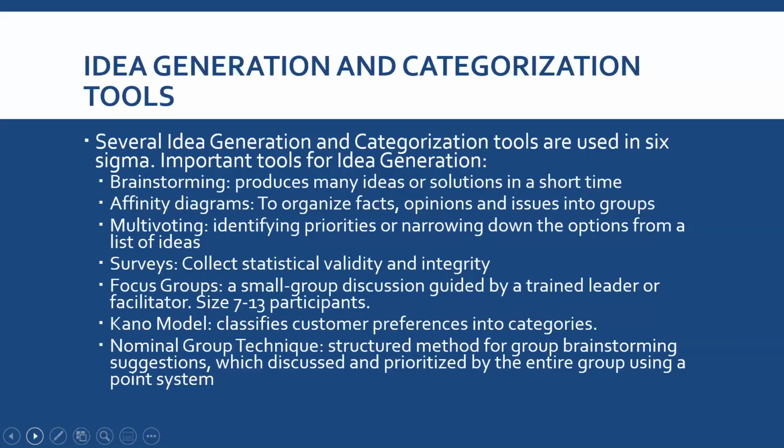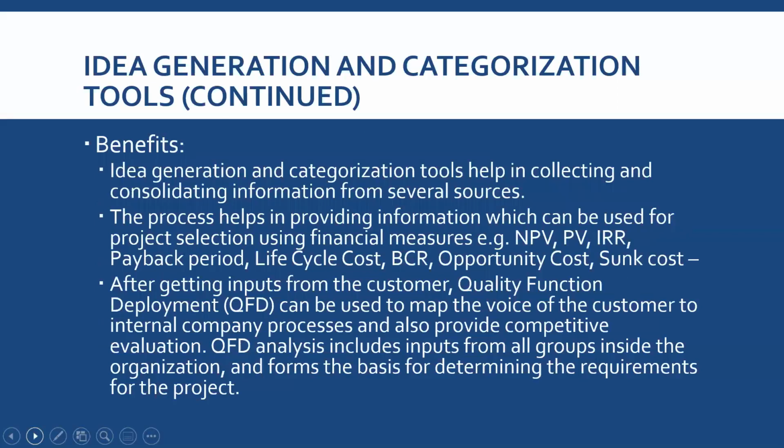Nominal group technique is another way to collect ideas. This is basically a structured method for group brainstorming where suggestions are discussed and prioritized by the entire group using a point system. Brainstorming and multi-voting are not formal. The nominal group technique, NGT, is a more structured technique for brainstorming and selecting ideas based on a point system, and that will help you to prioritize these ideas.